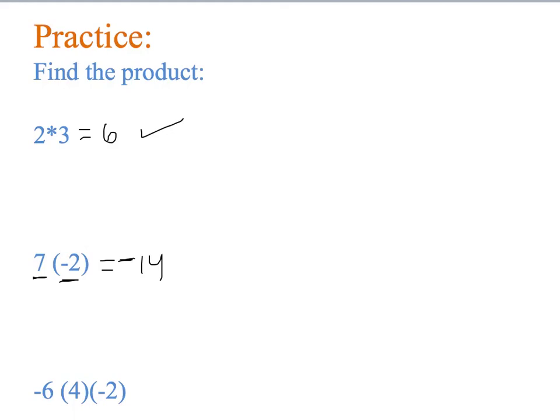For our next example, we have negative 6 times 4, which is 24, if we go left to right, and that stays negative because one of those was negative and one was positive. But we still have to multiply this by negative 2. 24 times 2 is equal to 48, and we have a negative and another negative, so two signs that are the same will give you a positive, so this is positive 48.